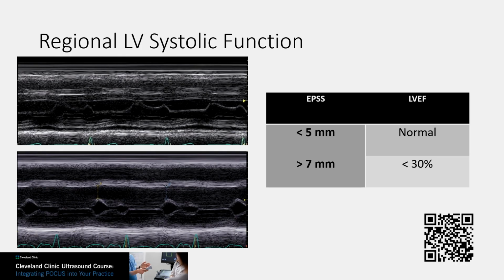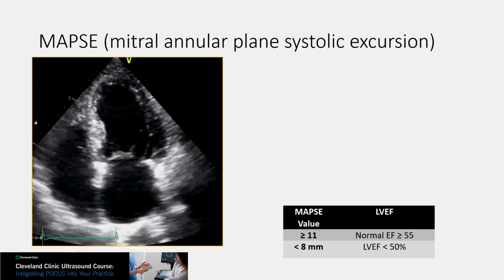So these are the two cases you can see. In one case, basically there is no space left on the top image between the septum and the early diastolic filling. While in the image below, you can see a pretty decent separation between them, suggesting a normal cardiac function from an impaired cardiac function. This is another measurement that we often do to assess the LV systolic function called MAPSE, or mitral annular plane systolic excursion.